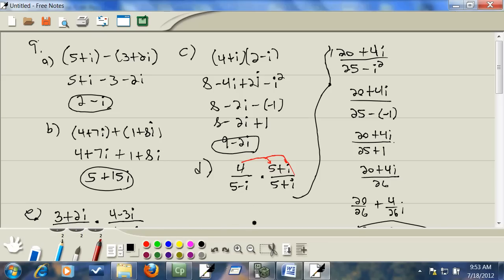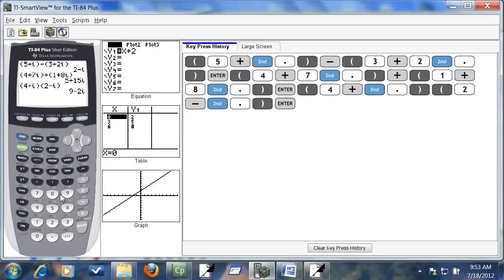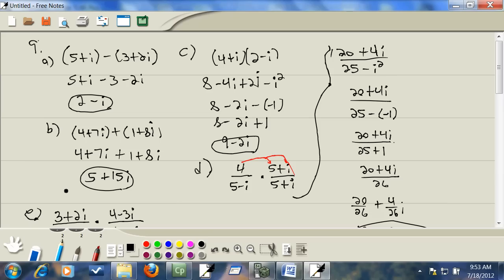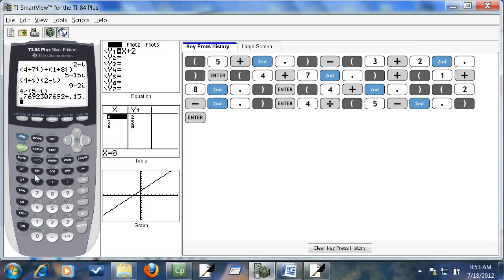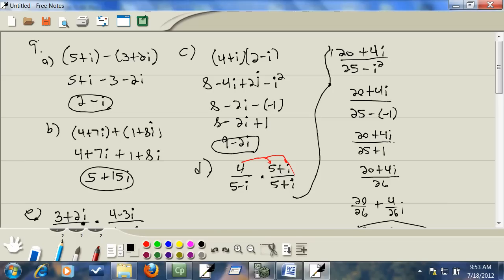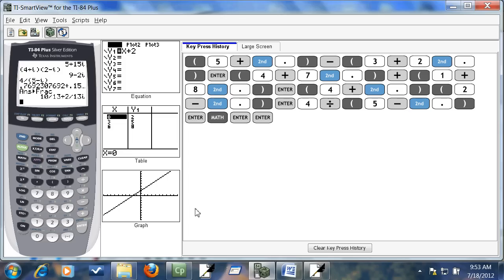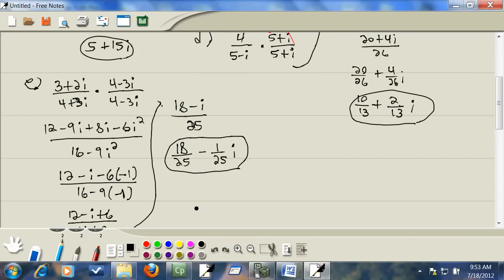Now our fourth one, we have to do something special about. If you have more than a single number or a single i in top or bottom, you have to put parentheses around it. So when I put that one in, I do 4 divided by, and I had to put parentheses around the denominator. Denominator is 5 minus i. So 5 minus second decimal. Close parentheses, enter. And we get a decimal. So we do math, enter. 10 thirteenths plus 2 thirteenths i. Okay, looks like I got that right.